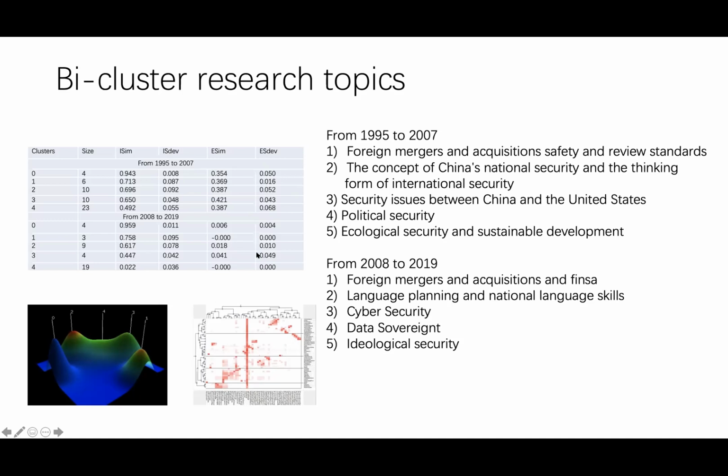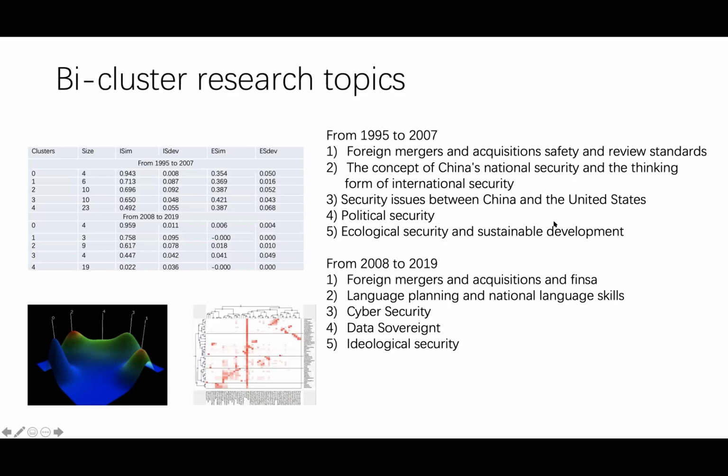From these results, I conclude the bicluster result on the right side, and we can clearly see that from 1995 to 2007, Chinese security focused more on the relationship between China and the United States. If we consider the situation in that period, maybe we can intuitively understand why these two keywords appear at the same time, because the relationship was tense at that time.